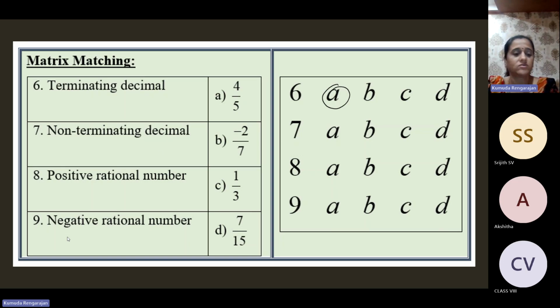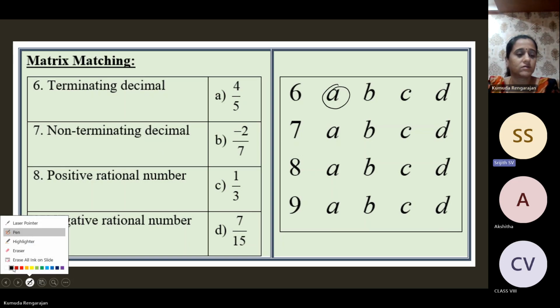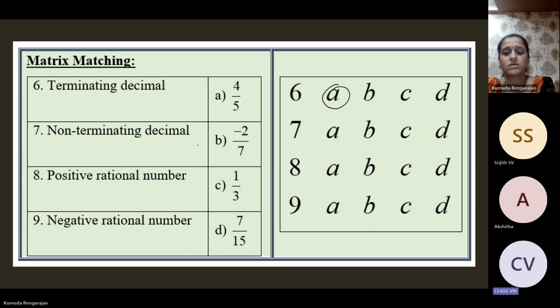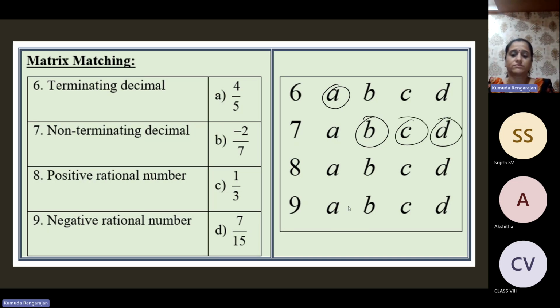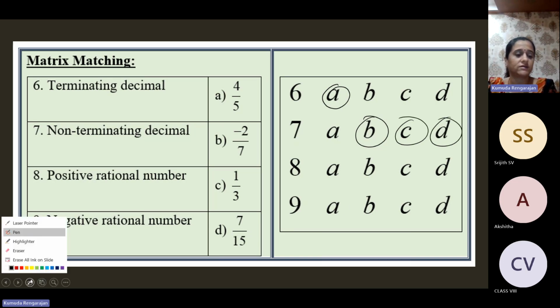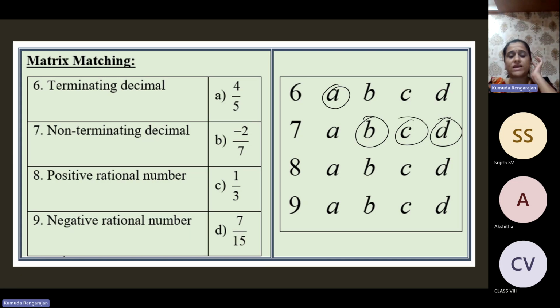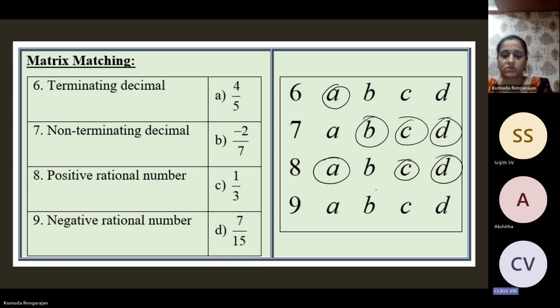Non-terminating decimal. So B, C, and D. Correct. B, C, and D. Next. Positive rational number. A, C, D. Negative rational number. B. Yes, B. Last one, B.